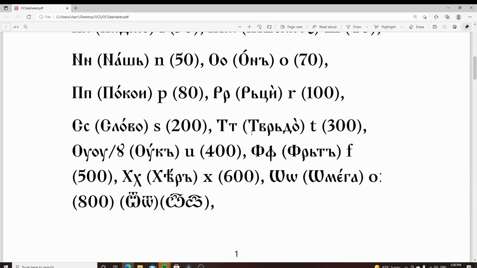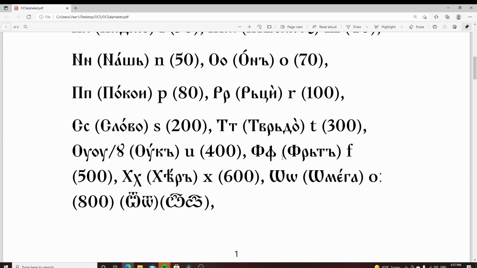Next we have the letter tfrito, represented by the sound te, and its number is 300. Now we have uk. Here's the uppercase and lowercase, but there is also an alternative lowercase. It's represented by oo, and its number is 400.